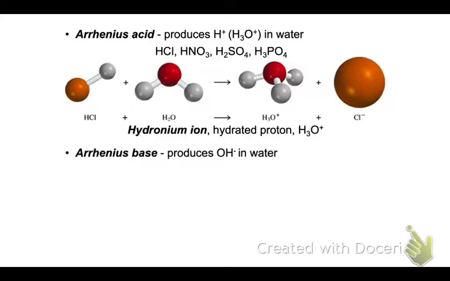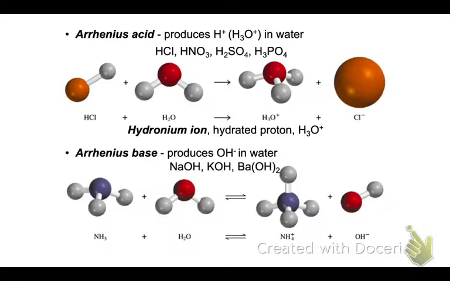He also defined bases as substances that produce hydroxide anion in water, like sodium hydroxide, potassium hydroxide, and barium hydroxide. Ammonia also falls into that category. Ammonia is an Arrhenius base because when I mix it in water, it will produce hydroxide ion. So it does comply with the definition of an Arrhenius base. As you can see in the example here, when ammonia was mixed with water, it gave at the end of the day the hydroxide anion, which is how Arrhenius defines bases.